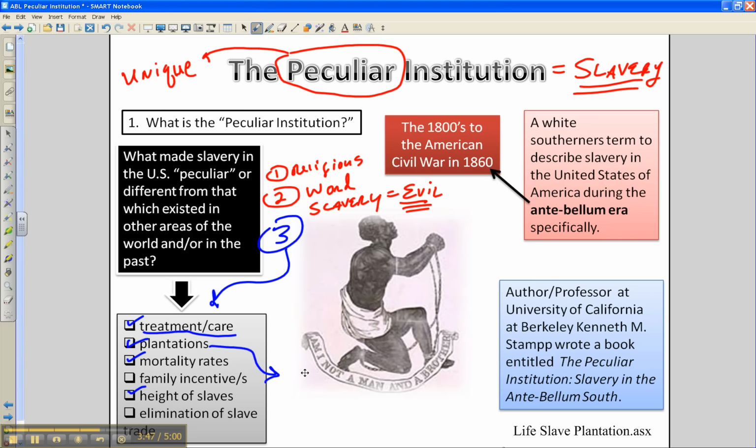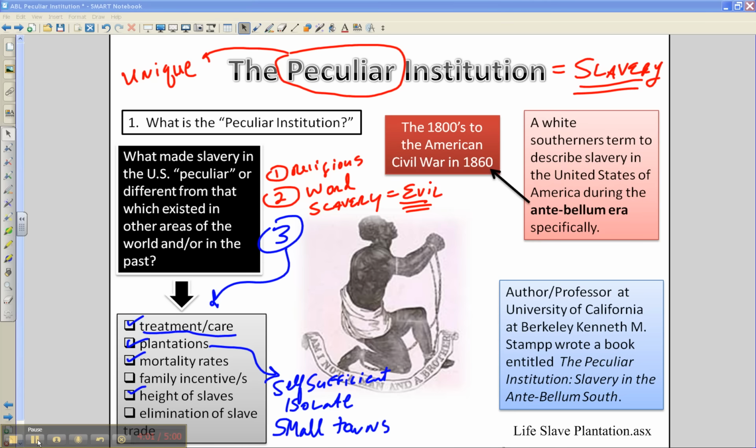Plantations were far different than anything the world had ever seen. They were self-sufficient, and this self-sufficiency ultimately allowed them to isolate, as we already said, slaves from the world in which they lived. But more importantly, these places were like small towns in and of themselves. And in doing so, they encouraged slaves to have families. And as we'll see later, there were actually more than 9 children per slave woman on average.